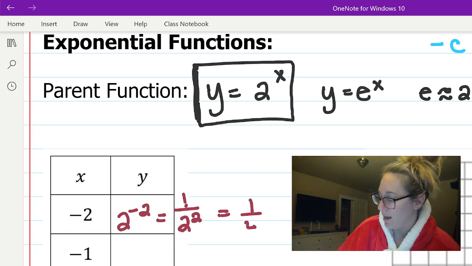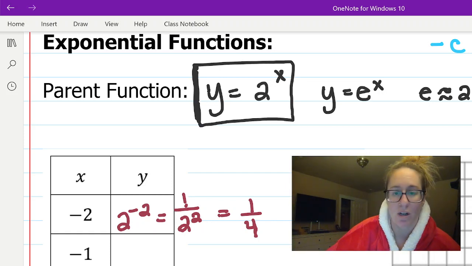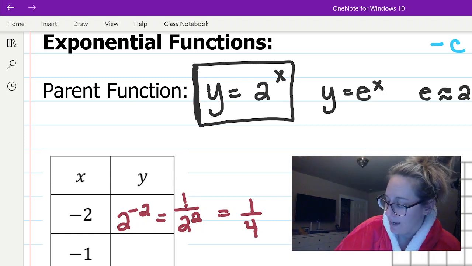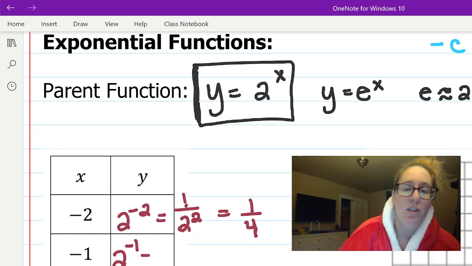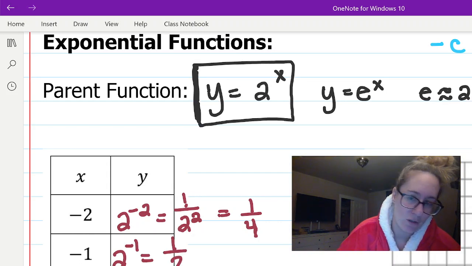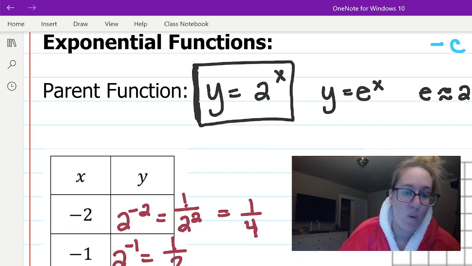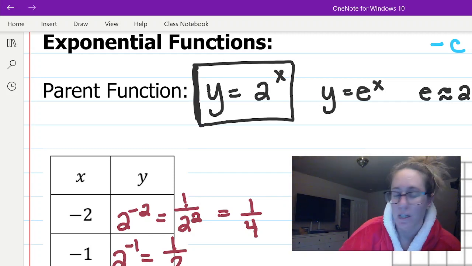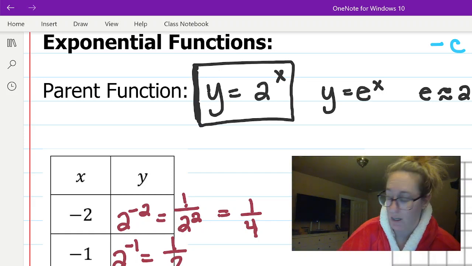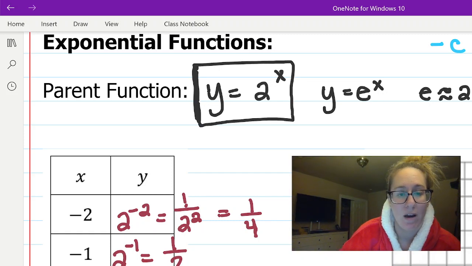We can go ahead on our graph and plot that. At -2, we have positive 1/4. I'm just going to put a dot there on my grid. When x is -1, you have 2 to the power of -1, which is 1 over 2 to the positive 1, or 1 over 2. So I'm going to go to -1 and plot that dot at 1/2. For 0, anything to the power of 0 is 1, so 2 to the power of 0 is 1. Then we can do 0, 1 as our next point on our grid.